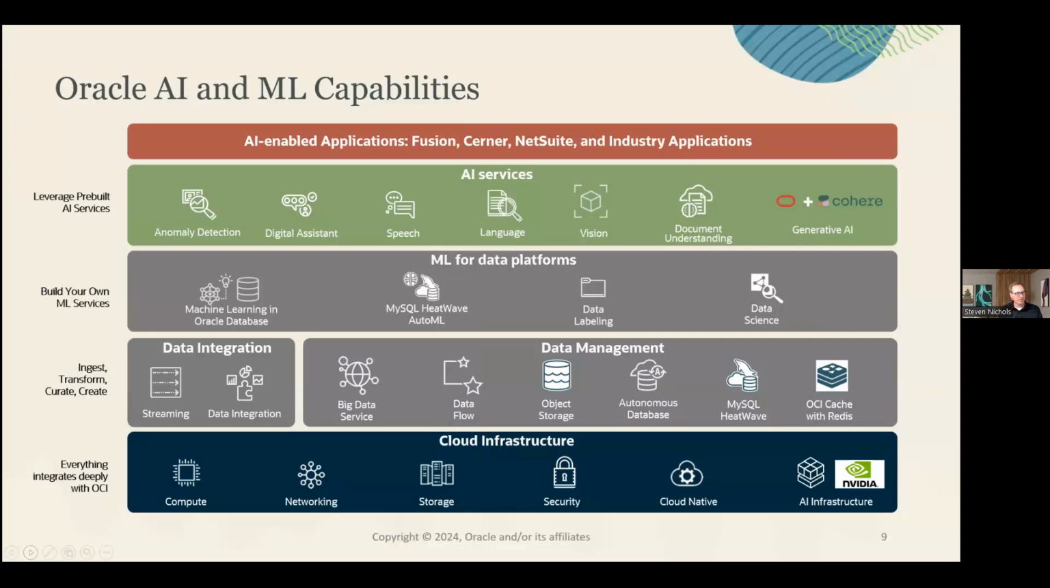From a data platform perspective, just a quick reminder, we have the Oracle database with machine learning, along with the data science platform. The area that we're going to focus on mainly today is the Autonomous Database and the Select AI features with that. And then lastly, from a pure OCI perspective, we have cloud native, but more importantly, we have the NVIDIA GPUs and the AI infrastructure that's available for you to run your AI workloads.